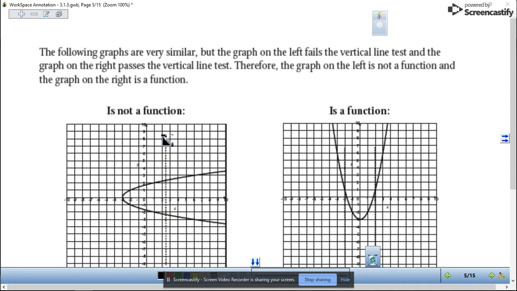Check these two. Fails the vertical line test, crosses twice. Passes the vertical line test. Anywhere you draw a vertical line, it will only cross this function one time. So this one is a function, and this one is not a function. All right?